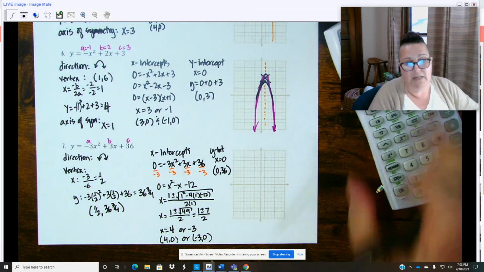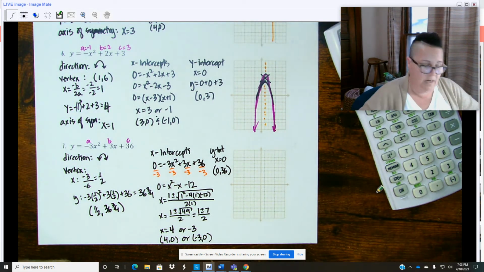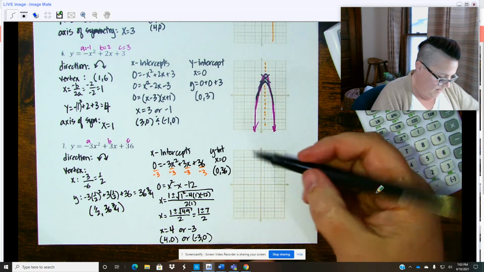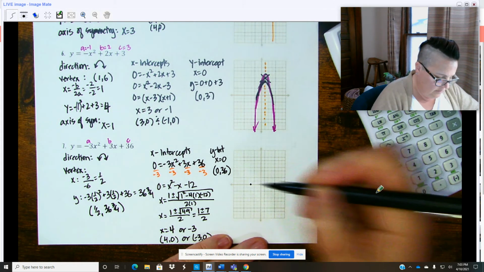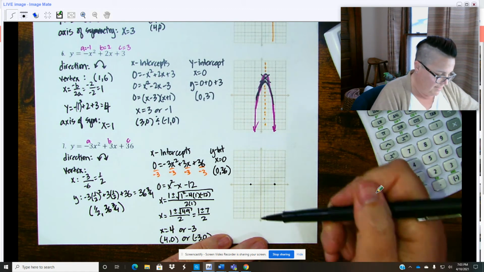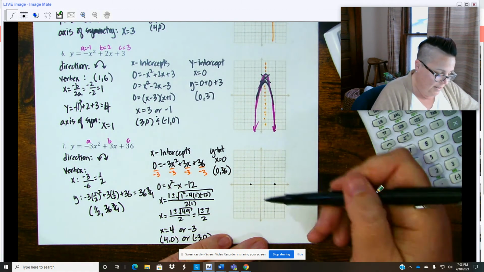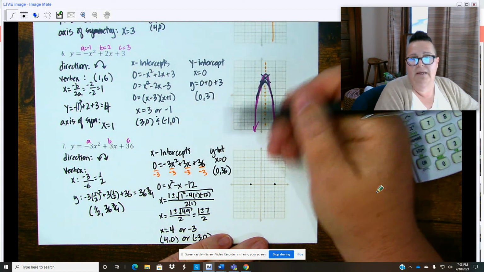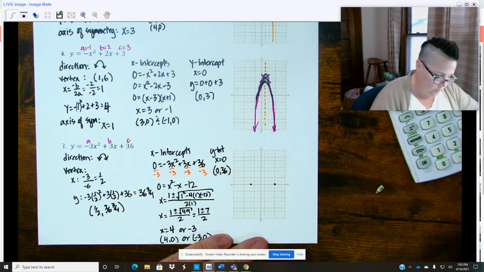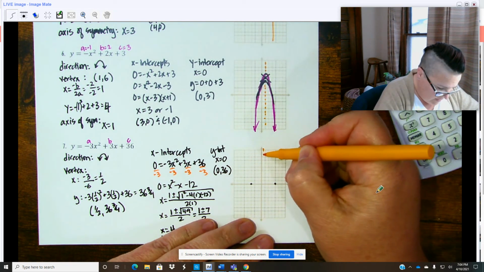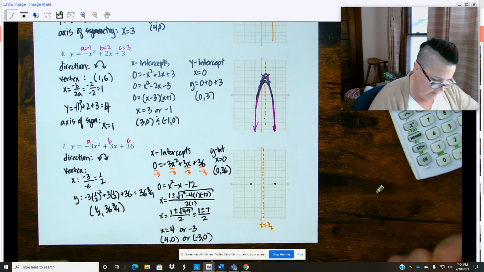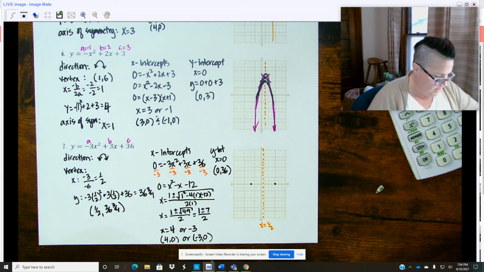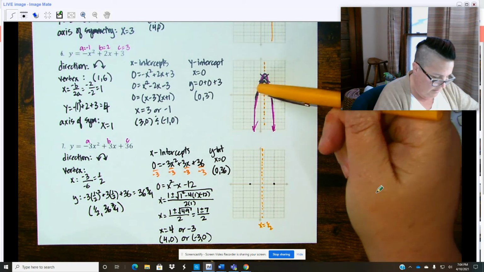Okay. So if I'm looking at this graph and I'm trying to graph what's here, I know it opens down. I know I have intercepts at 4, 0 and negative 3, 0. But I have a vertex at 36, and 36 is going to be way up here. My axis of symmetry is at 1/2, which is technically going to be down the middle here. That's my axis of symmetry. I have a y-intercept at 0, 36. It's going to be up, and then it's going to go at 3 and 3.